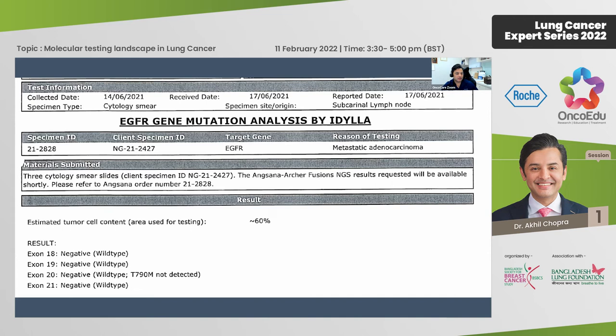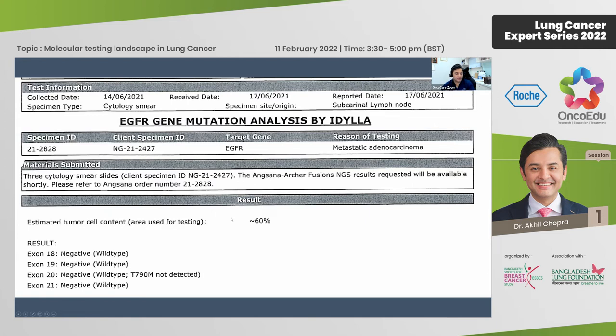And this is her IDYLLA test. As you can see, this is quite recent, June of last year. It was a subcarinal lymph node biopsy, and it was deemed as EGFR wild type. There was enough tumor tissue for testing. Luckily, I had more tissue left.